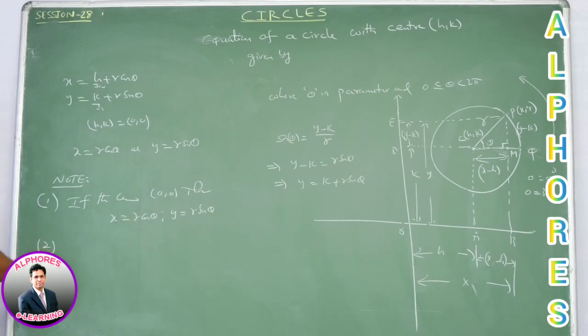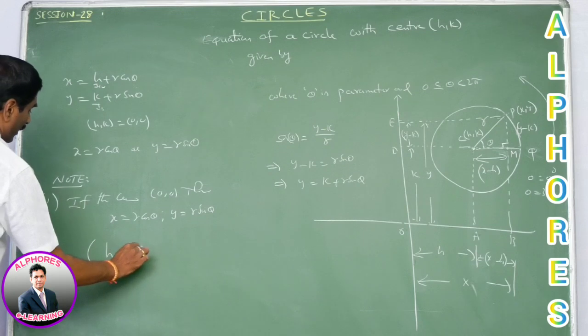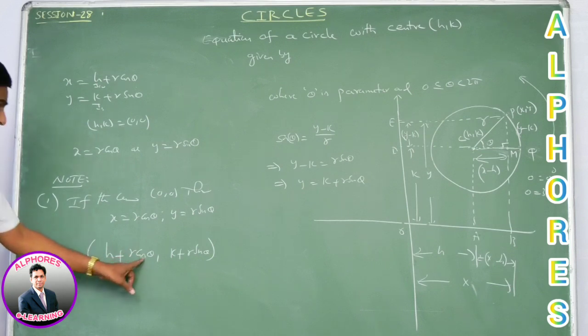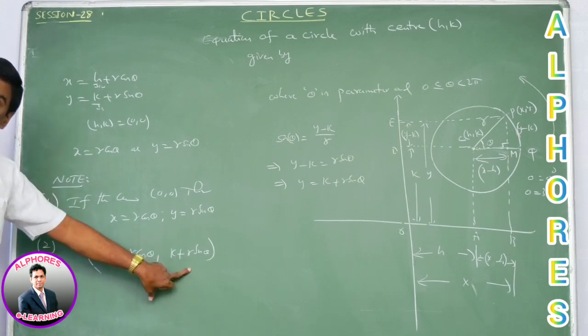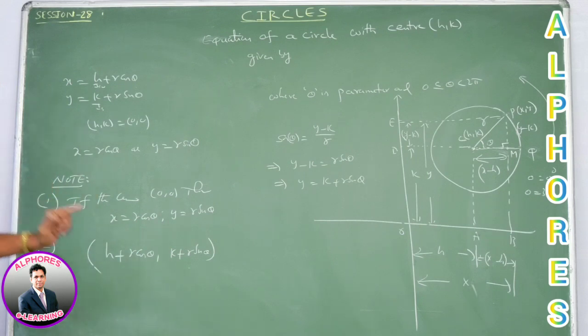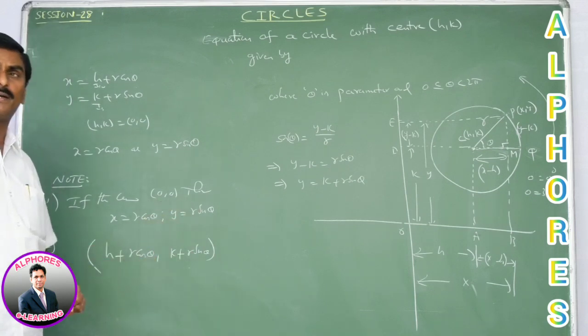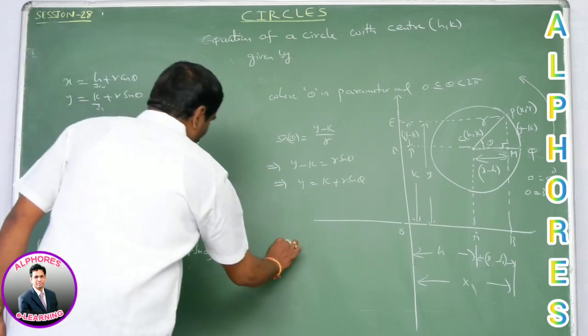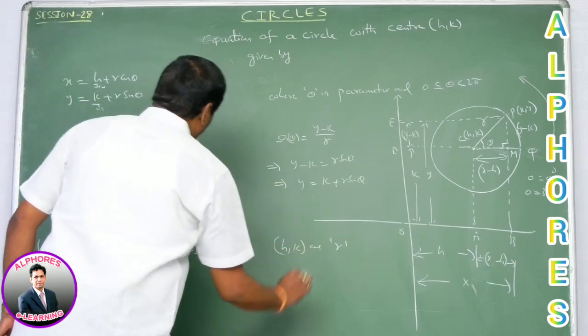Next, the second one. h plus r cos theta comma k plus r sin theta is one of the points. For different values of theta, we get different points. If theta is the parameter, then this point must lie on the circle whose center is h comma k and radius is r. Please note this point: the point h plus r cos theta comma k plus r sin theta, where theta is the parameter, always lies on the circle with center h comma k and radius r.